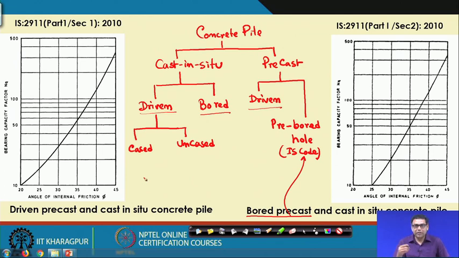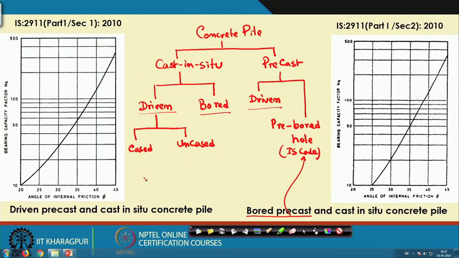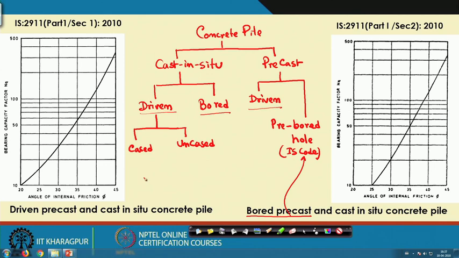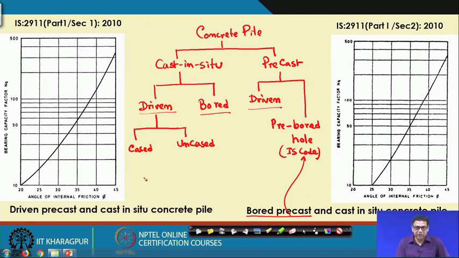For driven piles, as you know, we apply a hammer blow with a certain weight of hammer and a certain free fall, and then we drive the piles into the soil. The precast piles are cast in casting yards, and the cast in situ piles are cast at the site itself. In bored piles, a hole is created, and in that hole the pile is constructed, based on whether it is cast in situ or precast.